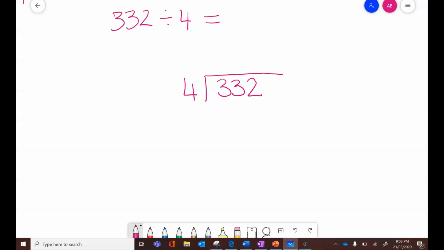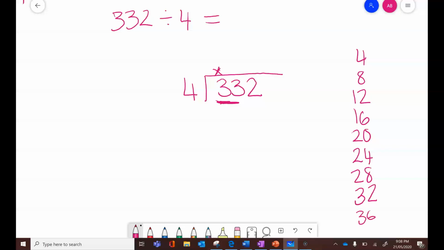So when we do 4, we look at the first one here. We're looking at how many sets of 4 can we make out of 3? Well, you can't make any sets of 4 out of 3. So we have to look at the next one. So just put a little cross up here. None. 33. We can definitely make some sets of 4 out of that, so we're going to skip count. 4, 8, 12, 16, 20, 24, 28, 32. If I go to the next one, that's going to be 36. That's too many. I don't have enough here because I only have 33. So 32 is the closest that I'm going to get.